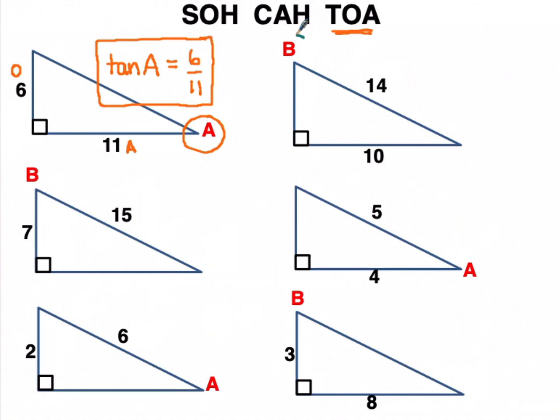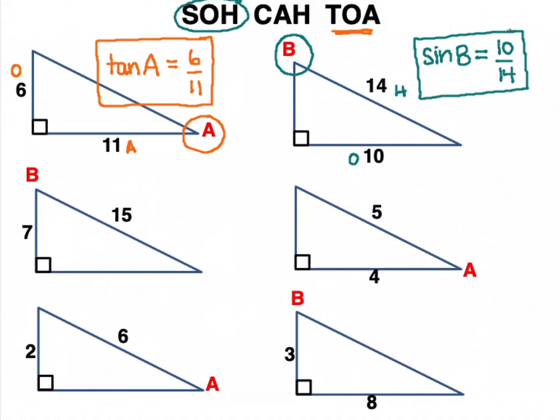Let's try another one. This one's a little different because angle B is the one that I wanted to focus on. I can see that across from the right angle is my hypotenuse, and that 10 is across from the B, so that's my opposite. Which one of the 3 trig functions uses an H and an O? It's looking like SOH. So I'm going to use the one that starts with an S. I'm going to use sine. Sine of angle B is equal to opposite over hypotenuse, 10 over 14. That's how that angle is related to the ratio of those 2 sides.